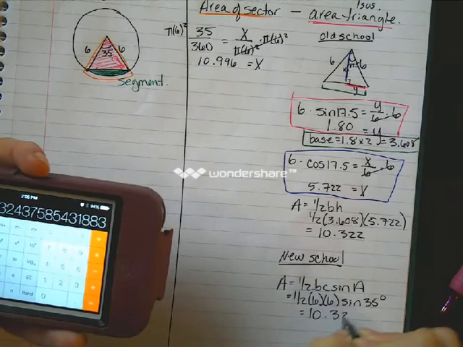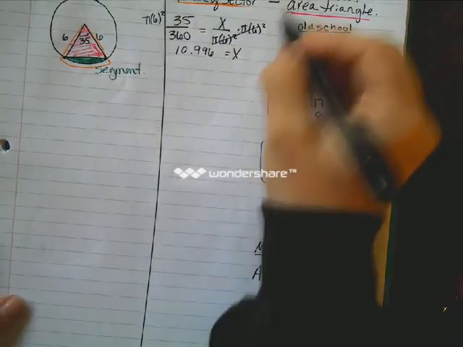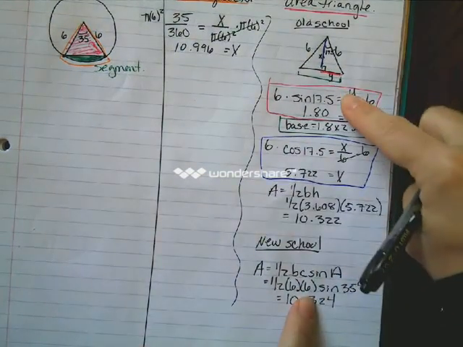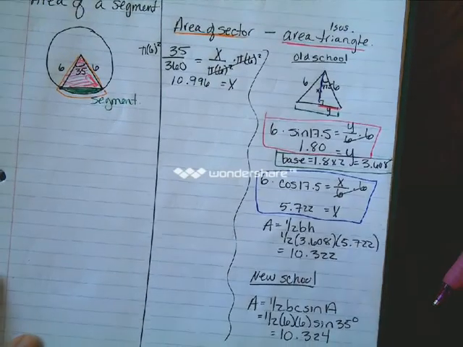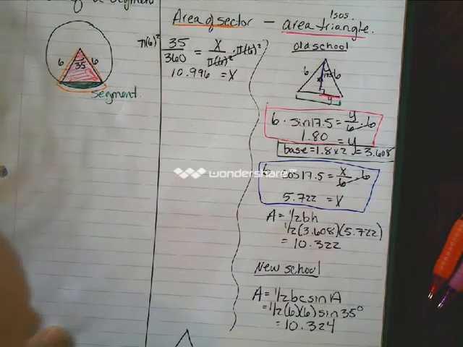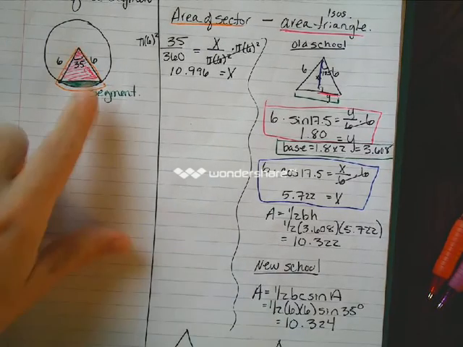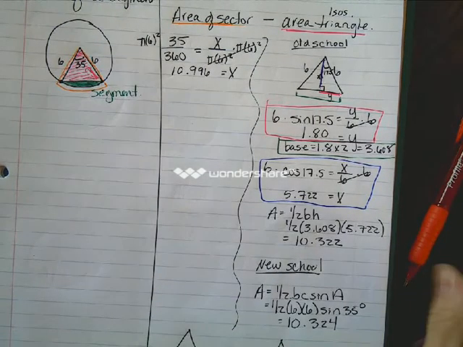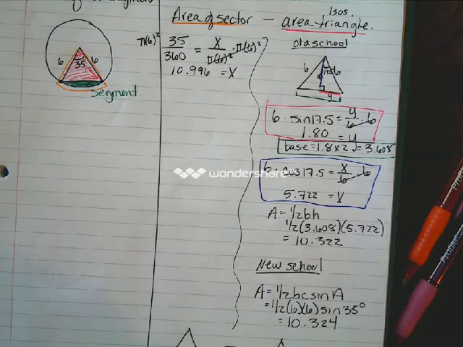And what was our ultimate goal? Was to subtract them, right? We have to take the area of the sector, and we're going to take away the triangle, and that should leave just the green area. Okay? So we have, the area of the sector was orange, so that's 10.966. We're going to subtract the triangle, which is pink, which is 10.324. Okay. And that equals 0.672.